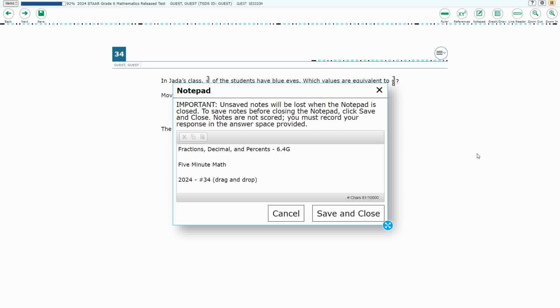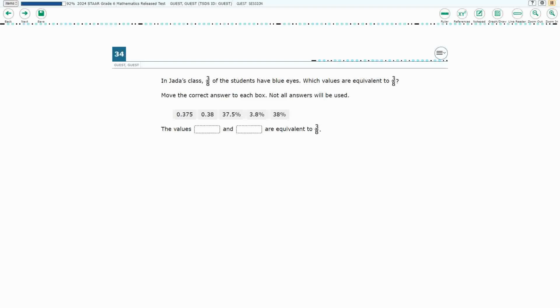Today we are looking at the 6th grade concept of fractions, decimals, and percents. This is standard 6.4G in the great state of Texas, and we are using item number 34 off the 2024 released STAAR test. This is a new item type called drag and drop, and if you haven't done so already, please go ahead and take a moment to pause the video, work this problem out on your own, unpause it, and we will look at our answers together.